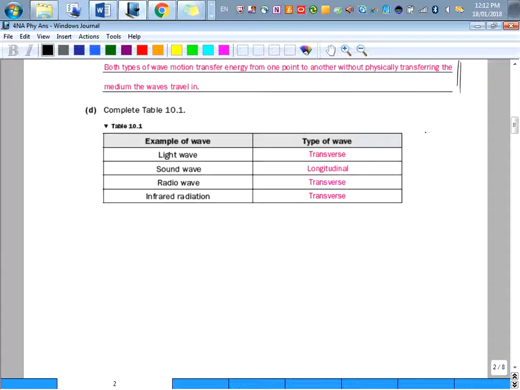So examples like I mentioned, all of it will be transverse. In your syllabus, only some waves will be longitudinal.